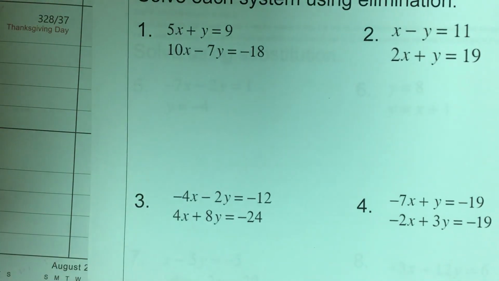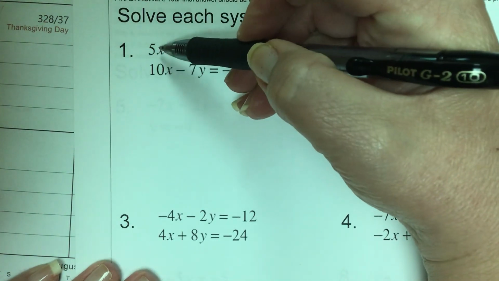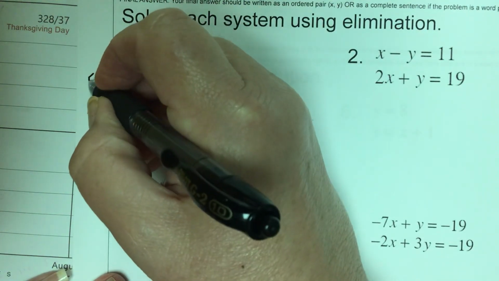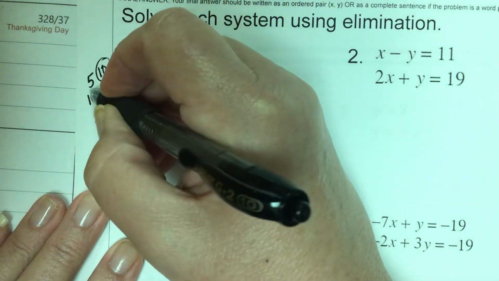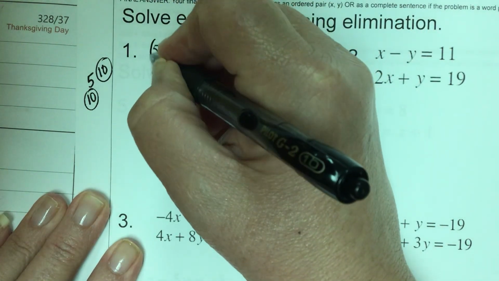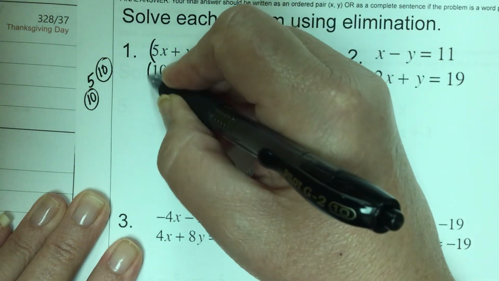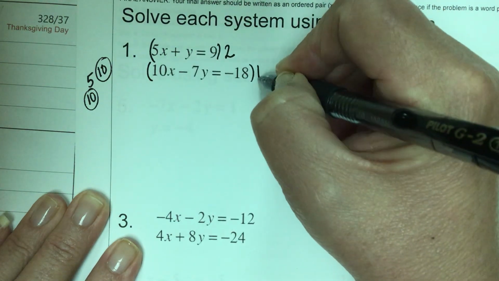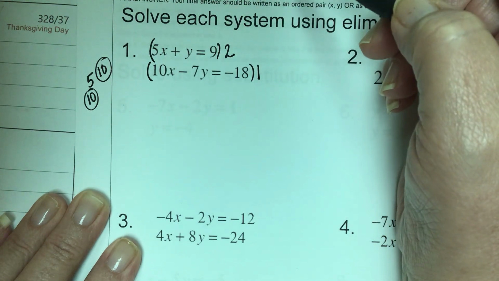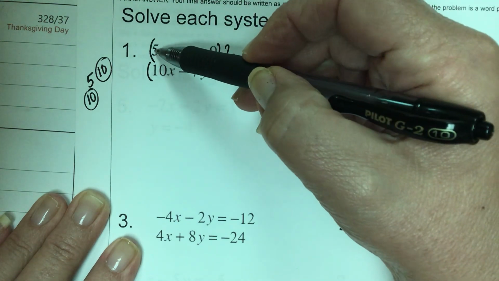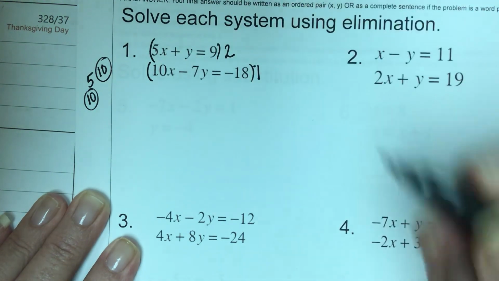I am going to choose x. So it says choose a variable. I'm going to choose x. 5 and 10. Those are my coefficients. Multiples of 5: 5, 10. There's the multiple they have in common. I'm going to multiply this by 2 to turn it into 10. I'm going to multiply this by 1 to keep it 10. And then I'm going to ask myself, are the coefficients opposites? Is one of these a positive and one of them a negative? And the answer is no, they're both positive, so I'm going to make my 1 negative.